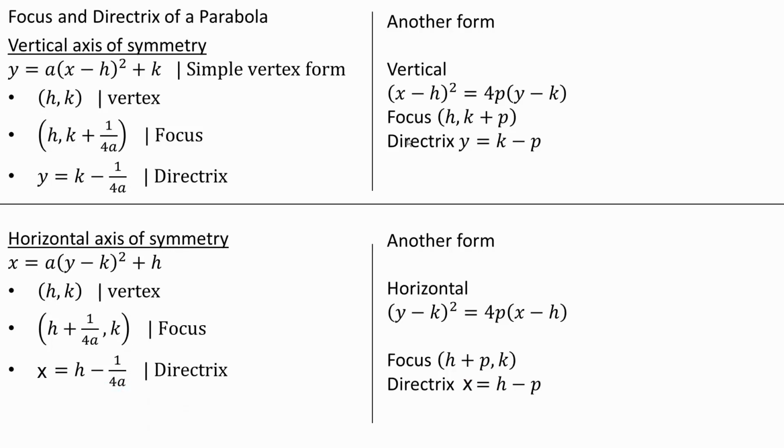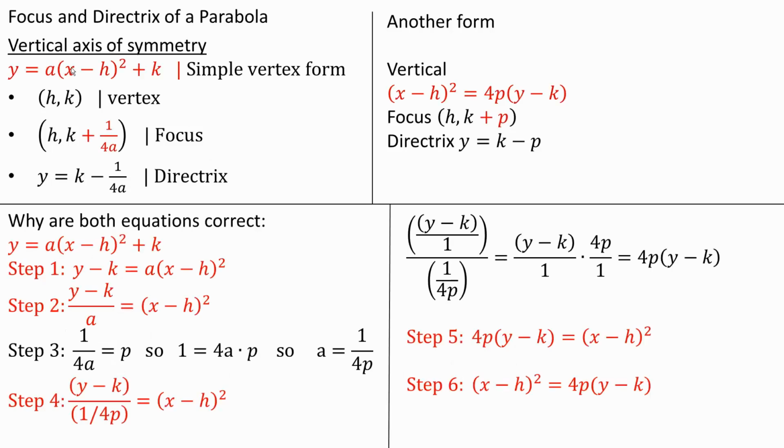Depending on your teacher or maybe an exam, you'll also see these forms too. I'll show why this and this are equal. Here we have 4p, and I will say that p is equal to 1 divided by 4a. First, I'm going to show why the vertical axis of symmetry for both cases is equivalent. I'm going to start off with the form we just went over, and I will rearrange. I can say that y minus k is equal to a parentheses x minus h squared.